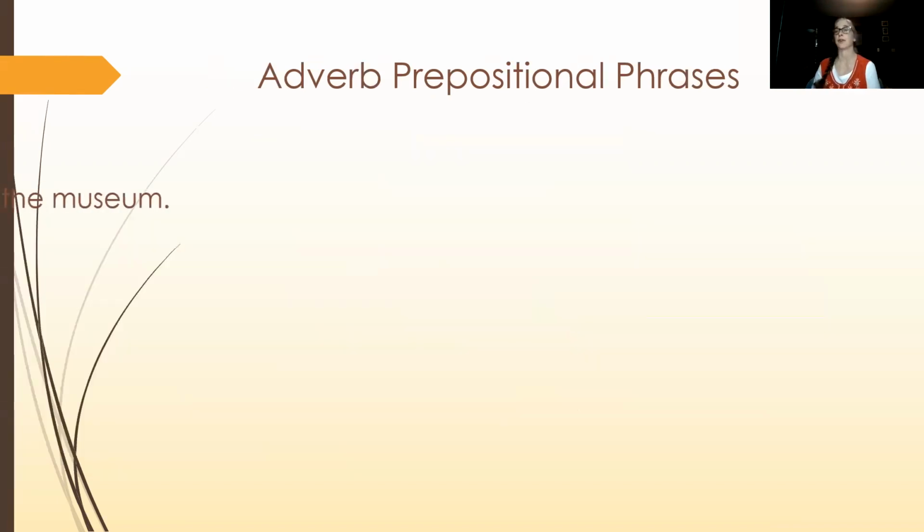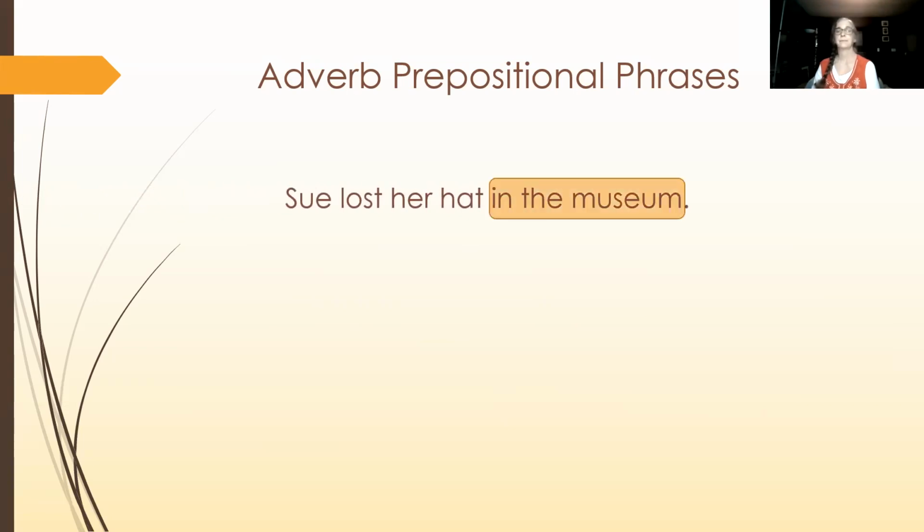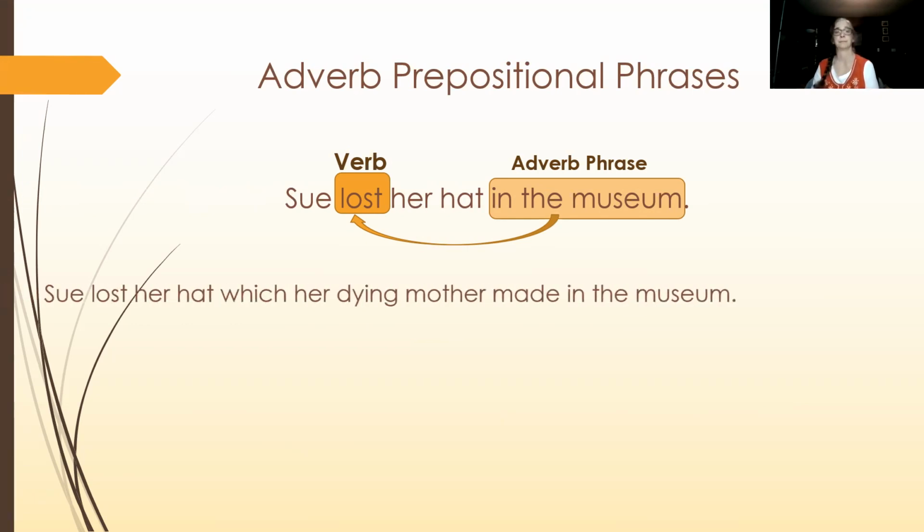Now let's look at them as adverbs. This gets a little trickier. Now, is the hat in the museum? We don't know. We have no idea if the hat is still in the museum or not. But we do know that that's where this action happened. It happened in the museum, right? Her hat may not be in the museum anymore. Somebody may have taken it. It may have been thrown in the garbage and be gone, right? But we know that that's where that action happened. And notice that there's no other verb between lost and the adverb phrase in the museum.